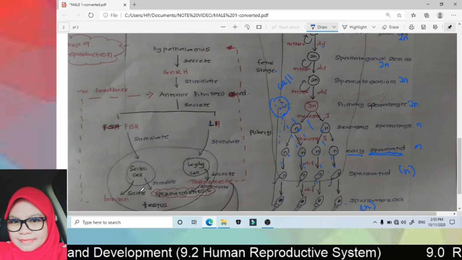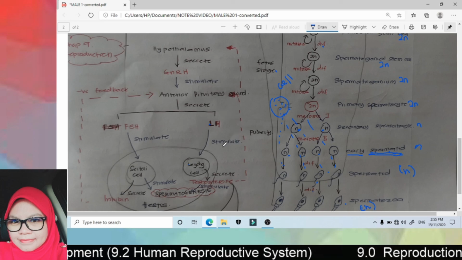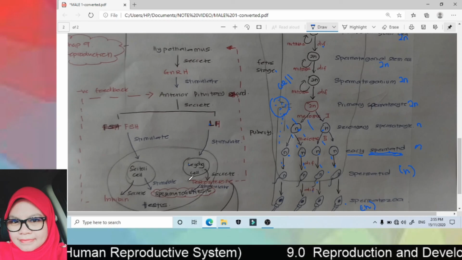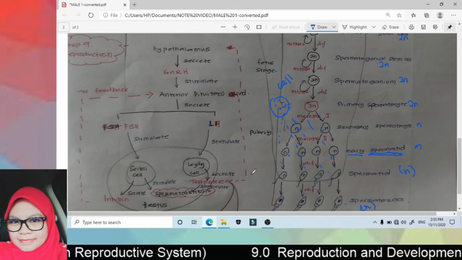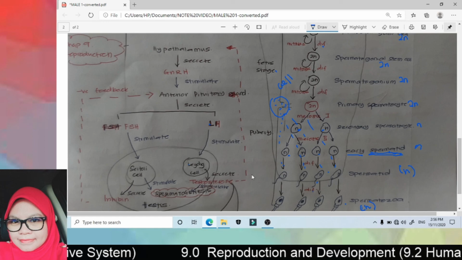Okay. And then, how about the Leydig cell? When the LH stimulates the Leydig cell, it will secrete the hormone testosterone. Pernah dengar kan? The male hormone testosterone.